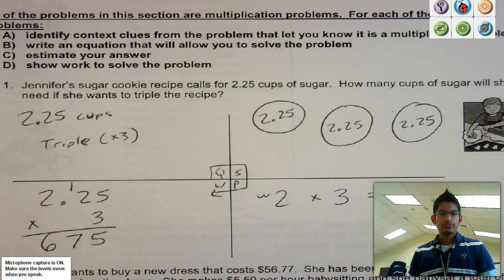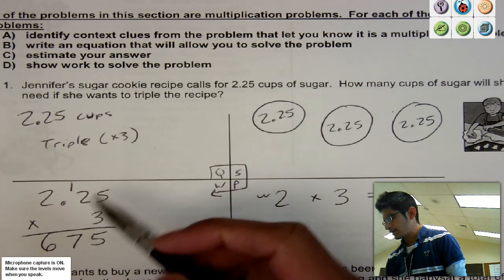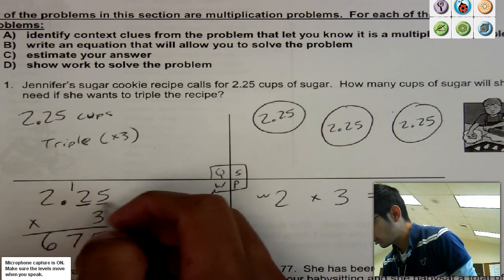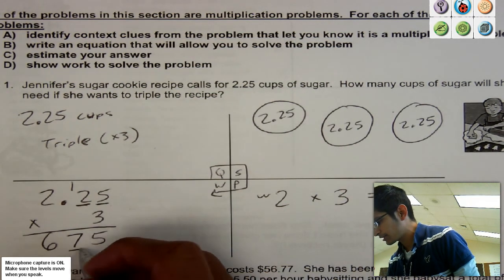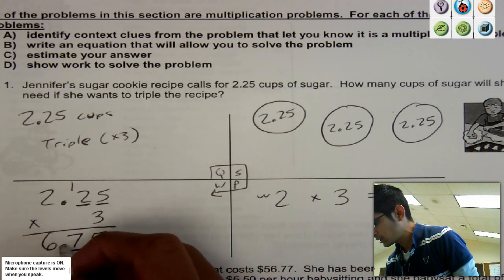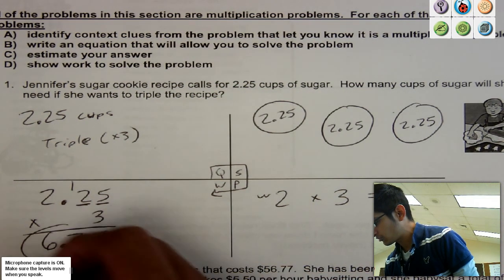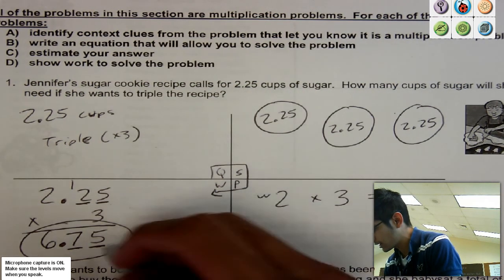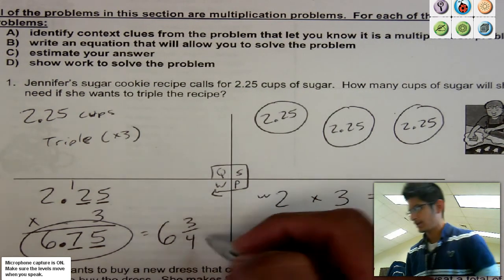All right, and then my last step is I'm going to multiply it out, and I look for the decimal. I have 2 digits behind the decimal in my factors, so my product needs to have 2 digits behind the decimal. So my answer should be 6 and 75, or you could write this as 6 and 3/4 if you want to write it as a decimal.